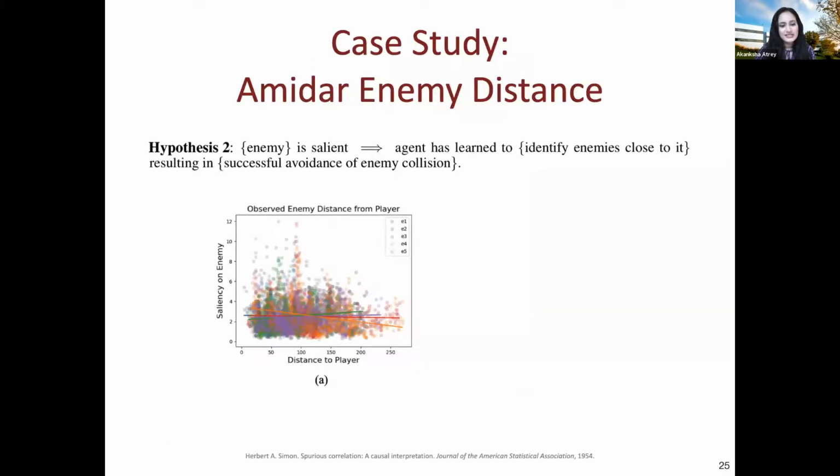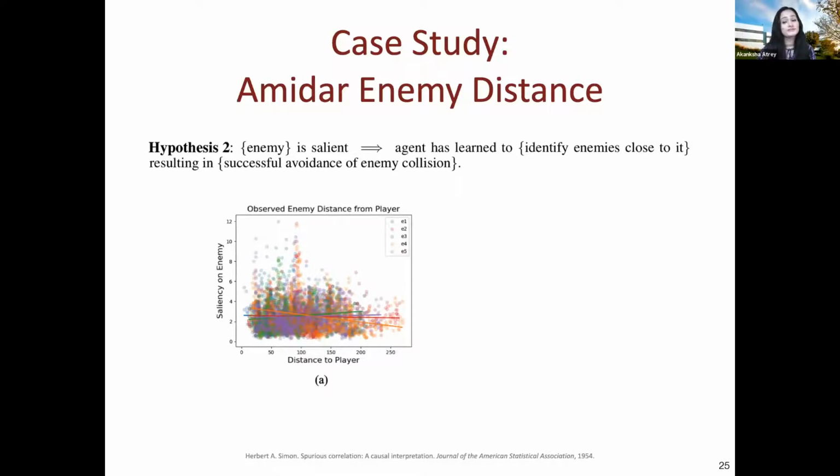So to test this, one thing we do is very simple. We look at just the correlation between the distance of each enemy to the player and the saliency on the enemy. And this is sort of a textbook example. There's no correlation between the two. It's a blob of scatter points, and we also do a linear regression on it. And again, there's no correlation between the two. So this is very simple. We just look at the data and we plot it. We don't do any intervention.